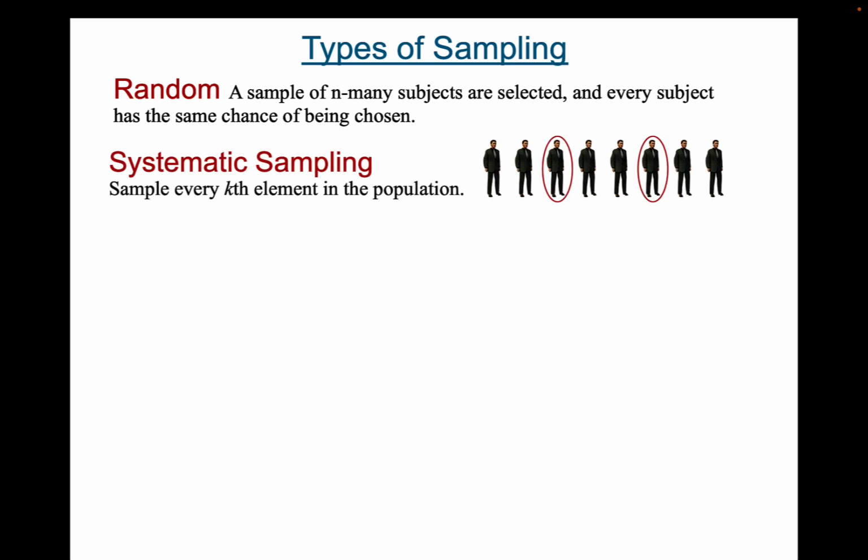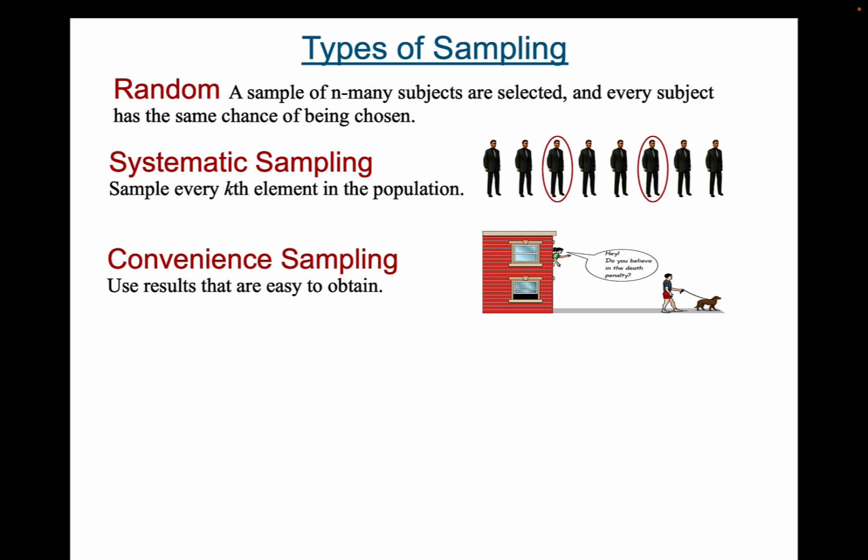So there's also systematic sampling. That's where you sample every kth element of a population. So maybe you're driving into an airport and security is stopping every 10th car. Here we have this line of people, and it looks like every third one is being selected for the study. That's called systematic. You've come up with a system.